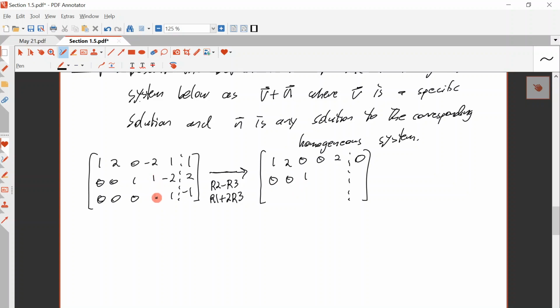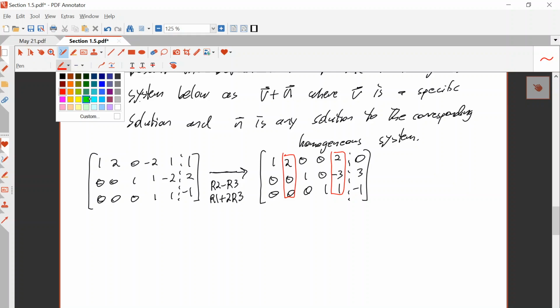Add it twice, or subtract it once. 1 minus 1 is 0. Minus 2 minus 1 is minus 3. 2 minus minus 1 is 3. And then 0, 0, 1, 0, 1, 1. Negative 1. So again, you get free variables x5 and x2. So this one is free, and this one is free. And these are the columns with leading coefficients, and the remaining columns are for the free variables.